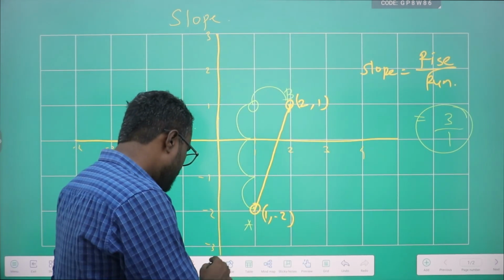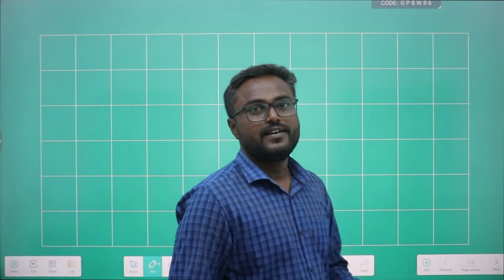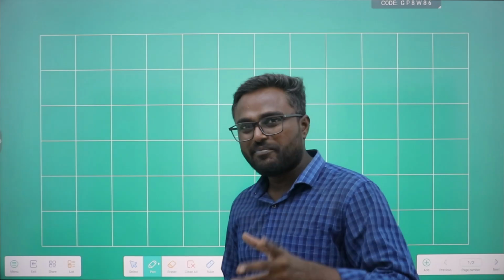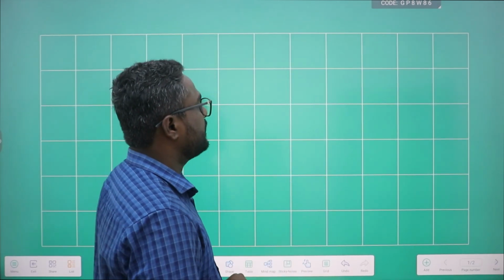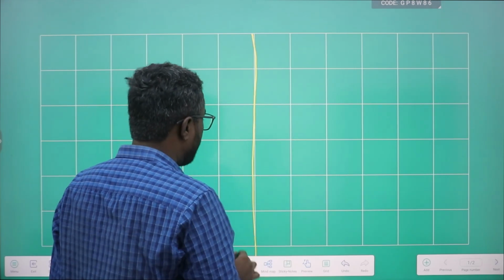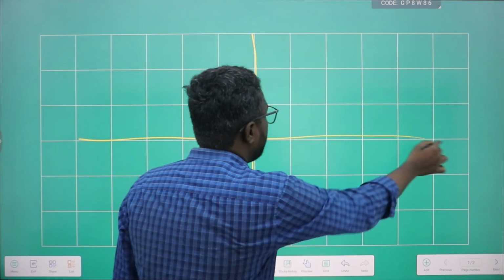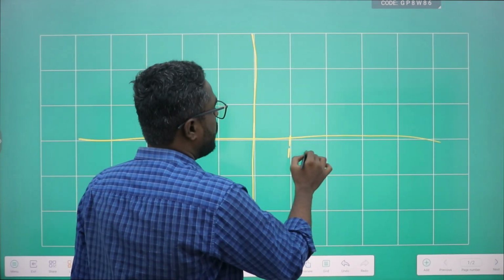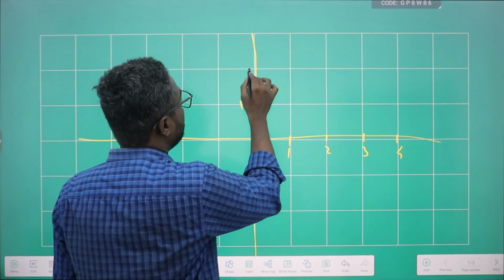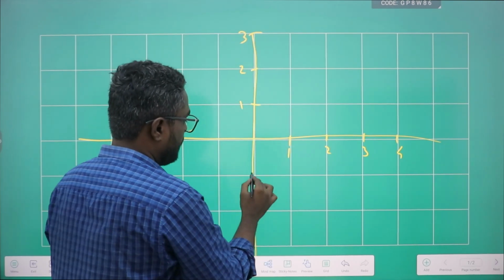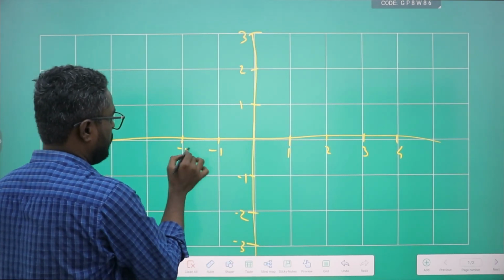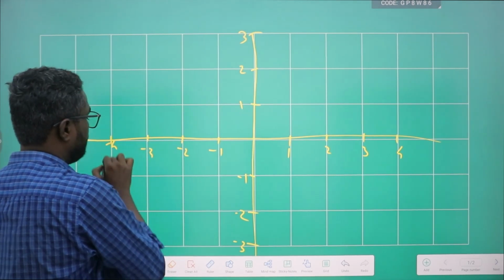Now what will I do? I will again try to solve slope using the same method. So now let me take the points over here. Just imagine this is the y-axis, this is the x-axis. Here we have 1, 2, 3, 4. Let me take 1, 2, 3. Negative 1, negative 2, negative 3. Negative 1, negative 2, negative 3, negative 4.